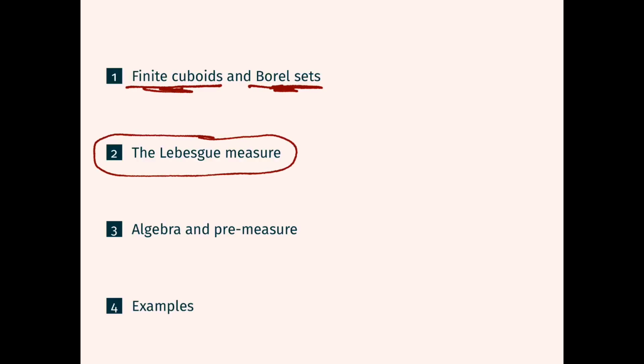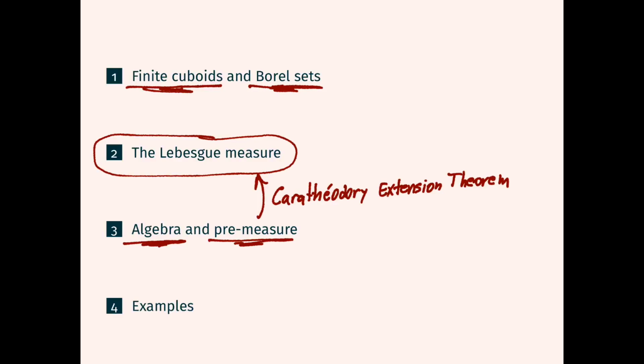Then later on we'll define an appropriate algebra of subsets of Rd, define on that algebra a pre-measure as usual, because from there we can use Carathéodory extension theorem to get existence and uniqueness of the Lebesgue measure, and we conclude with some small examples that allow us to have a grasp on what the measure of some subsets of Rd are. So let's start by defining finite cuboids and Borel sets.